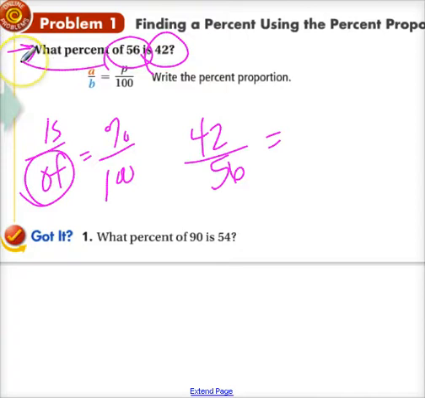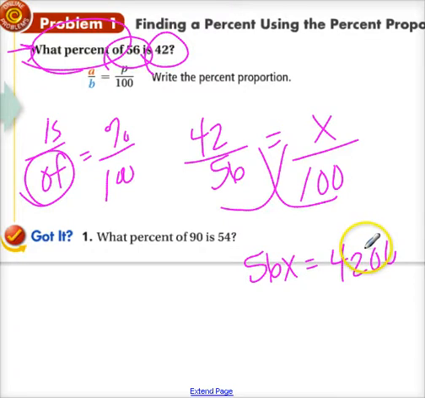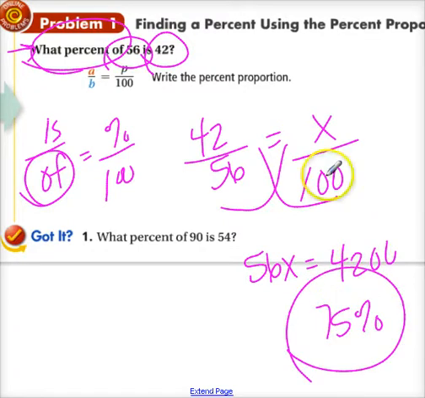Since the question in the problem is what percent, I don't know that, and it's always over 100. Now I just cross multiply: 56x equals 4200. Divide 4200 by 56, and I get 75%. Don't forget a percent sign if that's what you're solving for.